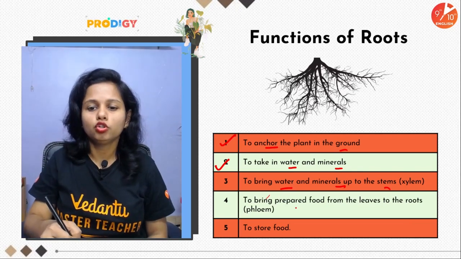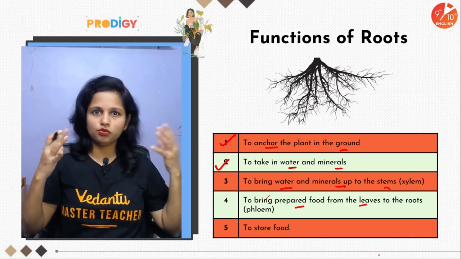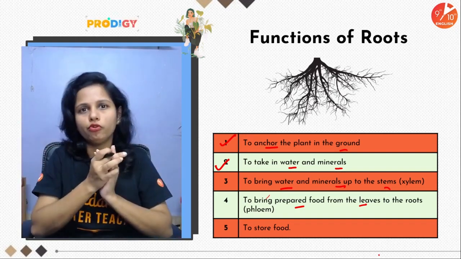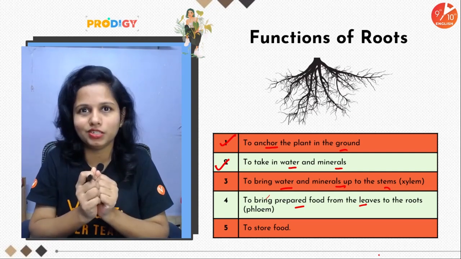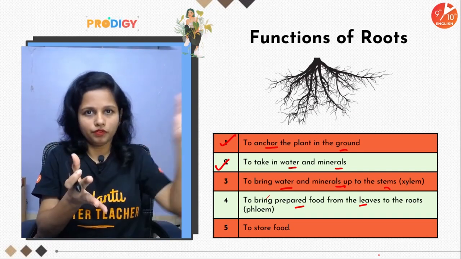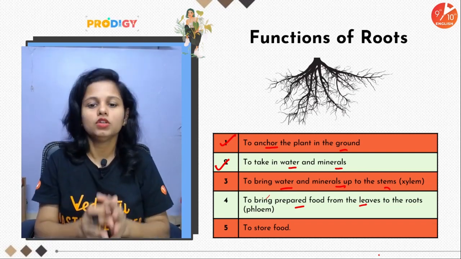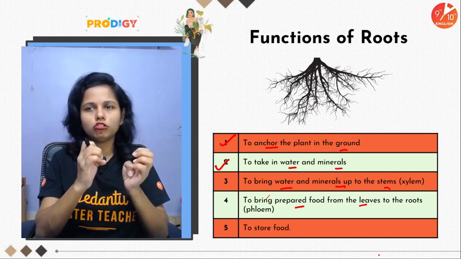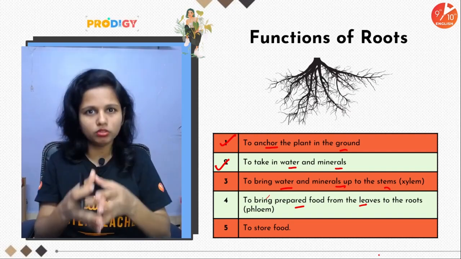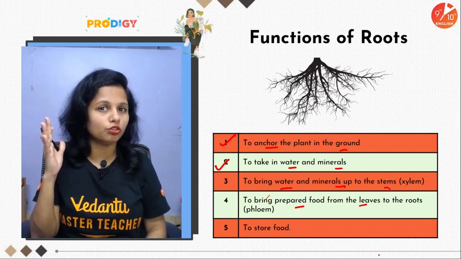Then, to bring prepared food from leaves to the roots. You see, the food is being prepared, but when the food is pushed into the phloem cell, a hypertonic condition is formed, and as there is too much food, water from the xylem enters into that phloem cell. So yes, bachcho, the food is not transported all alone. Food and water, they both are being transported.